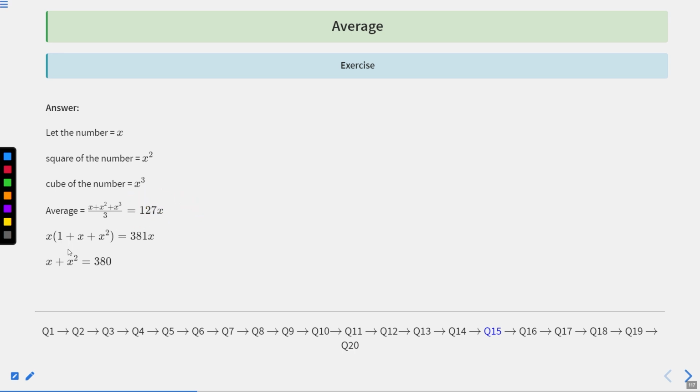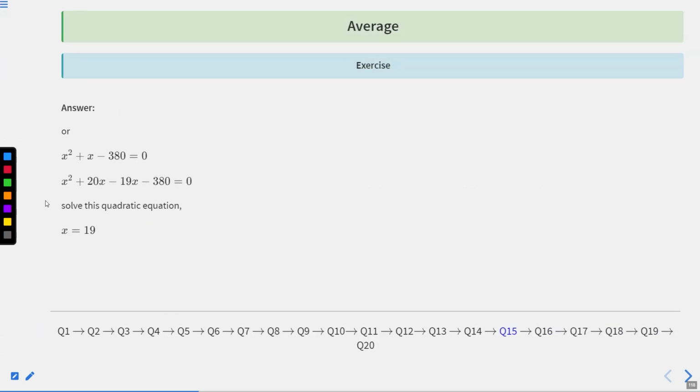So it will be x times of 1 plus x plus x square. We have taken x common, and multiply this 3 with 127. So we get x times of 1 plus x plus x square equal to 381x, and x got cancelled. So it is equal to x plus x square equal to 380.